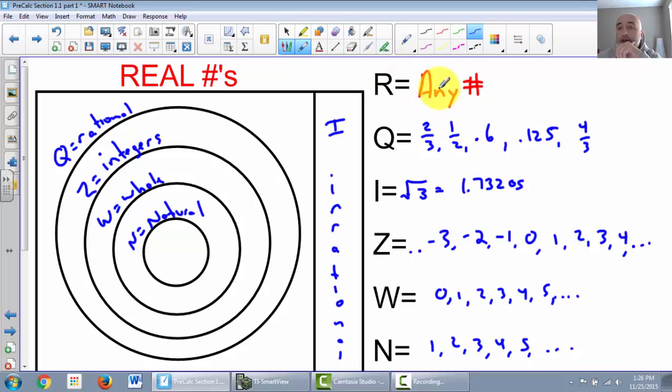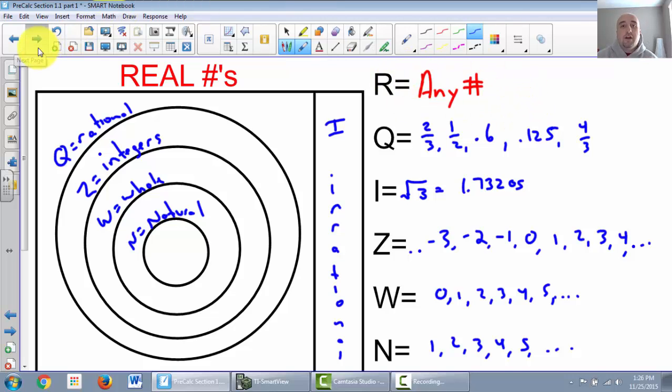Okay, so we're gonna refer back to this chart, but hopefully this makes sense. So anything that's inside of the rational circle, which includes integers, whole, and natural, are also considered rational numbers. Irrational is completely on its own. It doesn't include anything else, but it is real numbers because real numbers are any number at all.